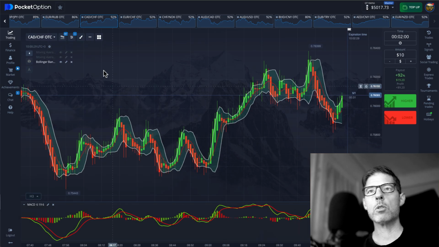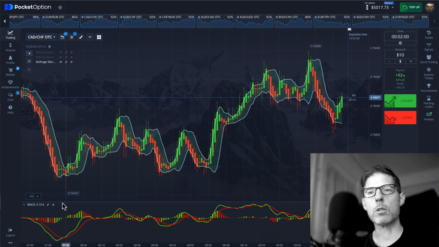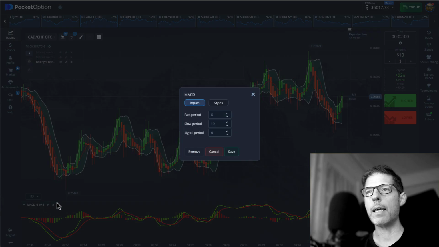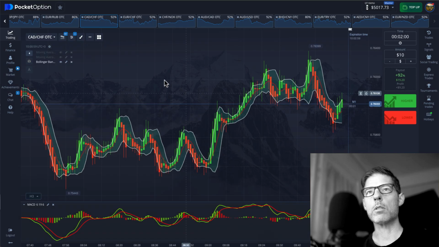Then you just want to add the MACD indicator. That's right over here, MACD. As soon as you have that, click on the little pencil icon to edit it. For the fast period, we're going to have 6. For the slow period, 19. And the signal period is going to be 6 as well. For the styles, the only two things I've changed are the line thickness for the MACD and the signal. I've just set these to 2 pixels, and that's it. You guys are all set to go.